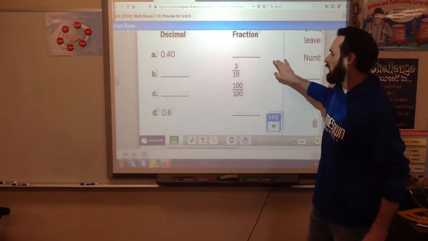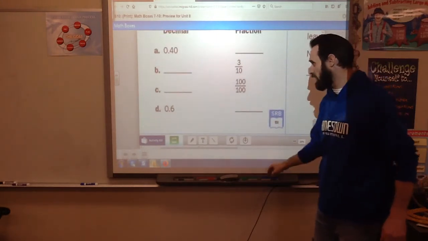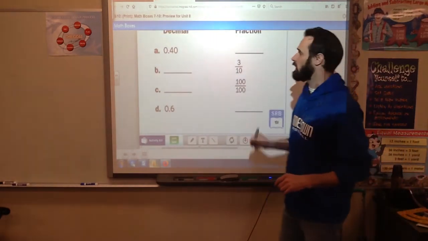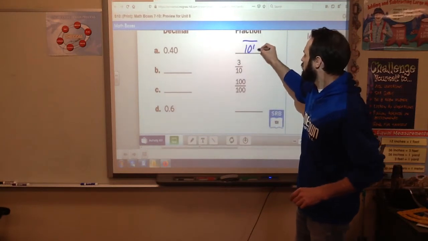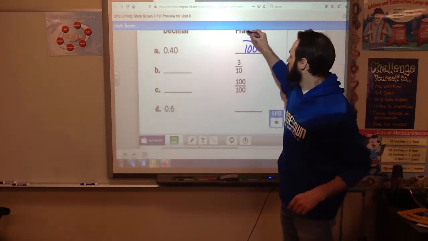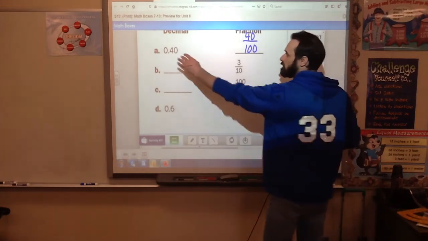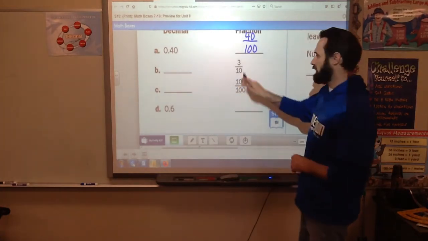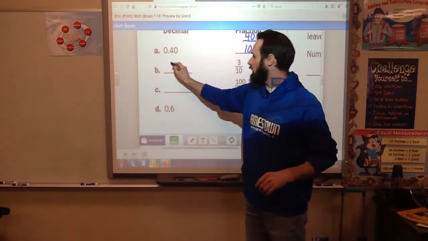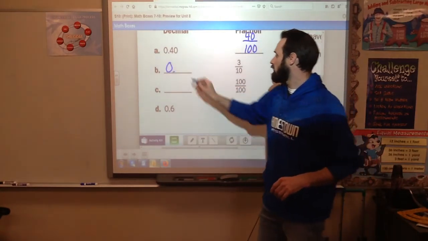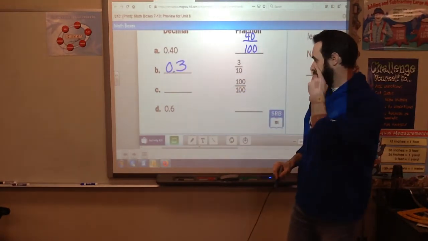Alright, I did the first two decimal fractions. I said because this goes to the hundredths place, probably want to make it over 100, and that would be 40 because you have 40 hundredths. Over here, this goes to the tenths place. We have 0 ones, and I have 3 tenths.